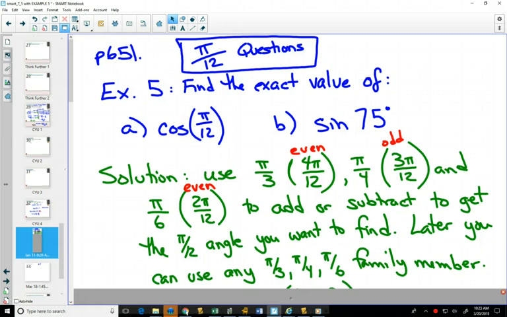The reason you can do that is because pi over 3, pi over 4, and pi over 6 can all be written as a fraction over 12. And we're going to start off just by using the first quadrant, but you're allowed to use any pi over 3, pi over 4, pi over 6 family that's coterminal first time around the circle or even beyond.